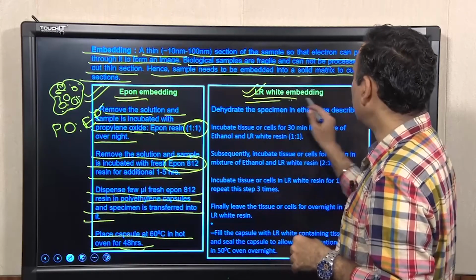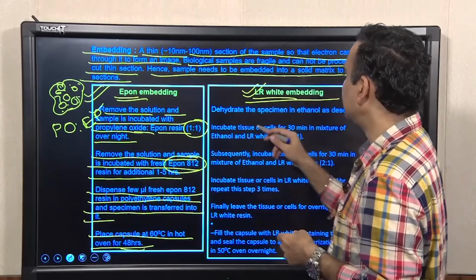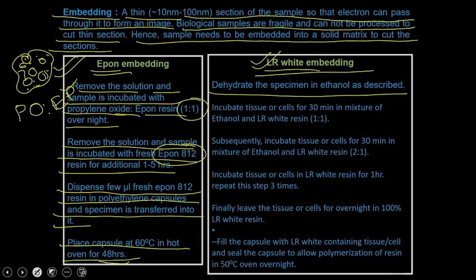Apart from that, you can also do the LR white embedding. In that case you dehydrate the sample in ethanol as we discussed before, and then you incubate the tissue or the cell for 30 minutes in a 1:1 mixture of ethanol and LR white. So, the process remains the same.